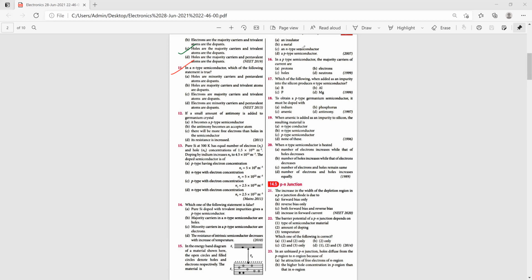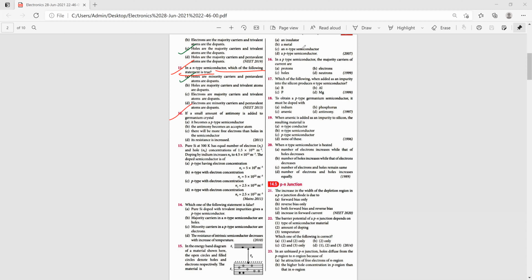11th one, in an n-type semiconductor, which of the following statements is true? First one, holes are majority carriers and pentavalent atoms are dopant. Second one, holes are minority carriers and trivalent atoms are dopant. Third one, electrons are the majority carriers and trivalent atoms are dopant. Fourth one, electrons are majority carriers and pentavalent atoms are dopant. So in n-type semiconductor, electrons are the majority carriers and holes are the minority carriers. Pentavalent atoms are the dopant. Therefore, for 11th one, the fourth option is the right one.